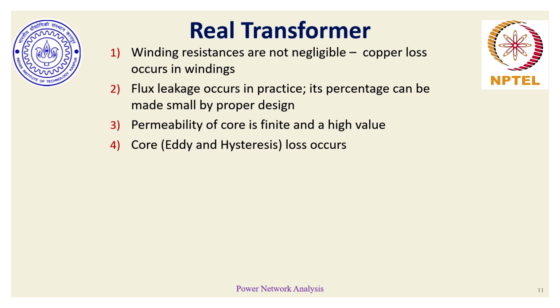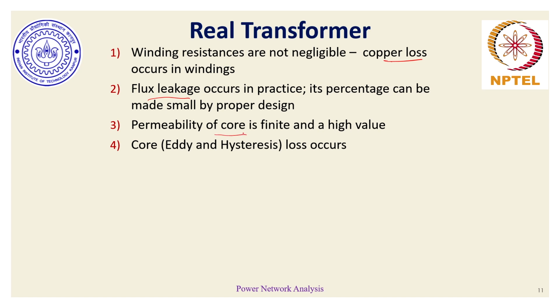In a real transformer, the four attributes that we saw for the ideal transformer are no more applicable. We have non-zero copper loss, we have actual leakage, all the flux is not associated with the core, there is always leakage in terms of flux.